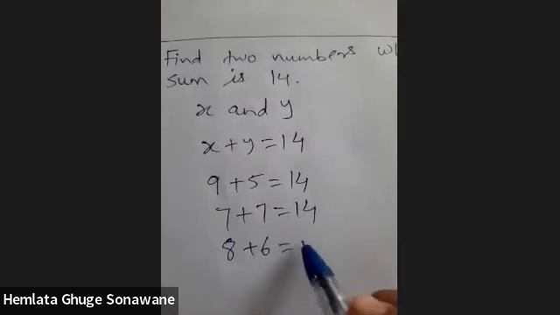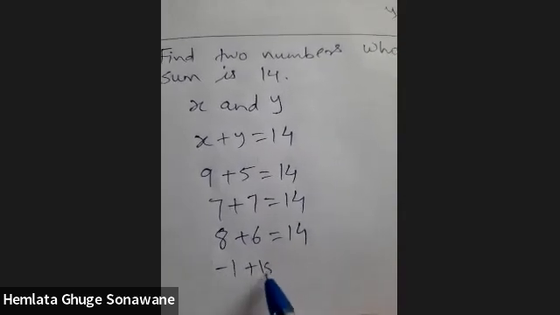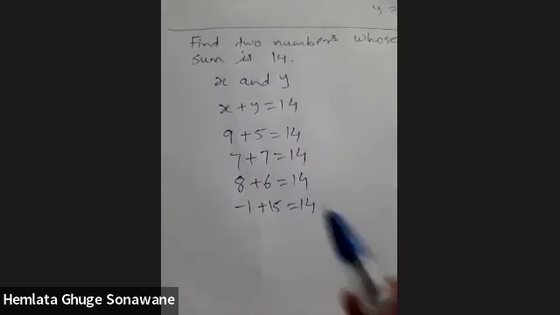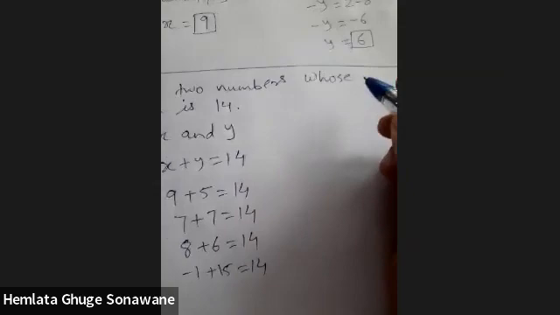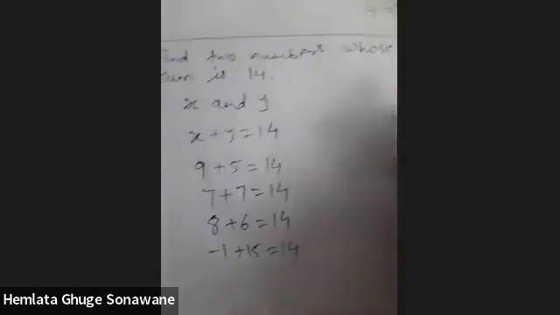8 plus 6 becomes 14. Then minus 1 plus 15 becomes 14. Okay, we'll take second condition. Find two numbers whose difference is 2.